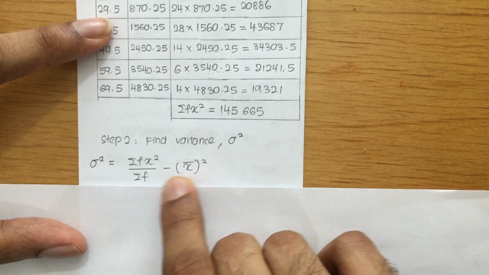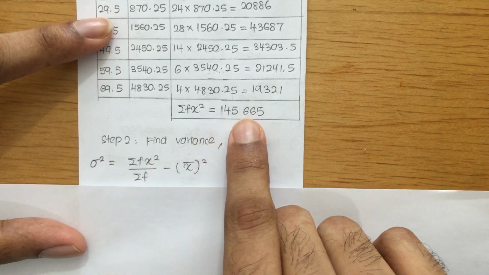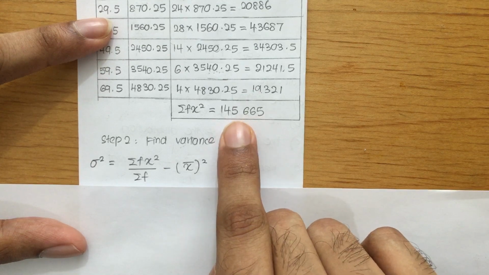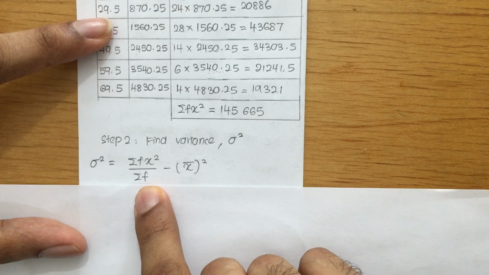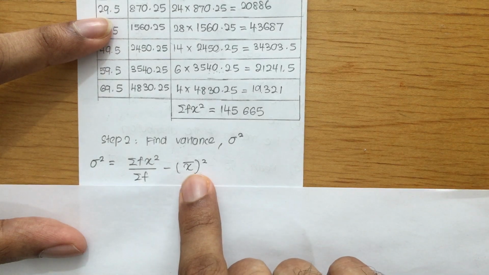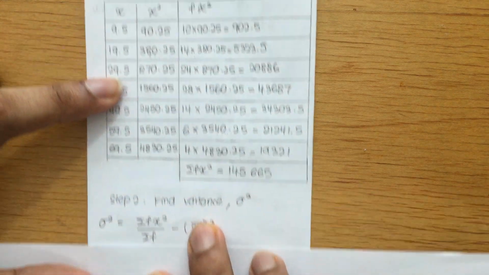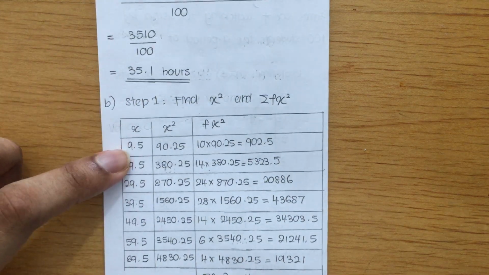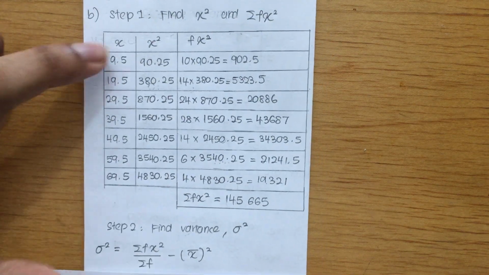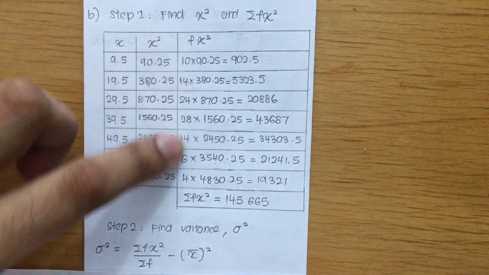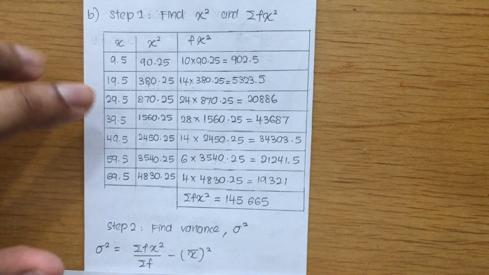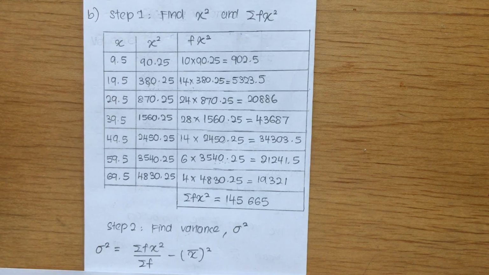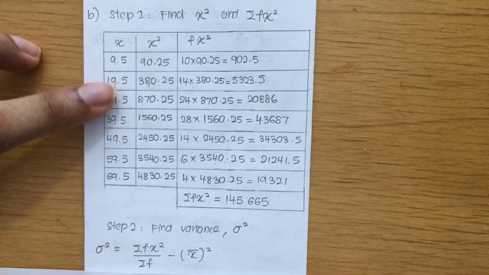Summation fx square we have already found over here, which is 145,665. Summation of frequency, which is 100, guys, and minus the mean square. Mean we have already found just now, which is 35.1 hours. So this is the reason why I ask you to find x square and then fx square separately, guys. When you do this in table form, you will reduce your chances of making mistakes in examination.